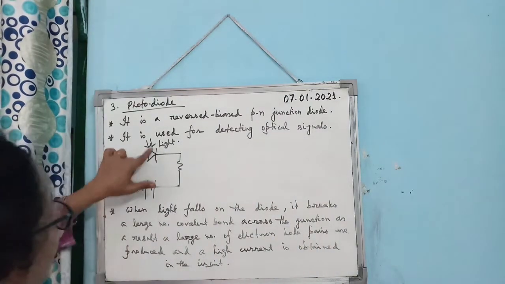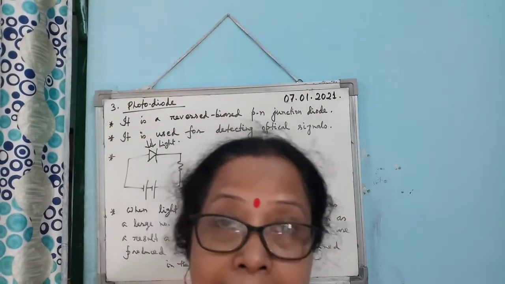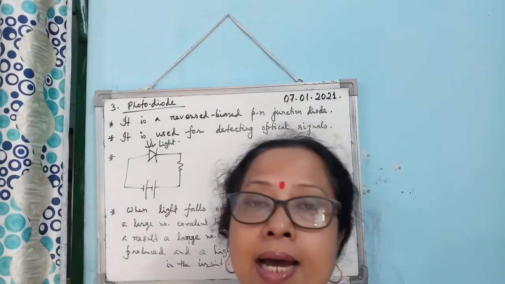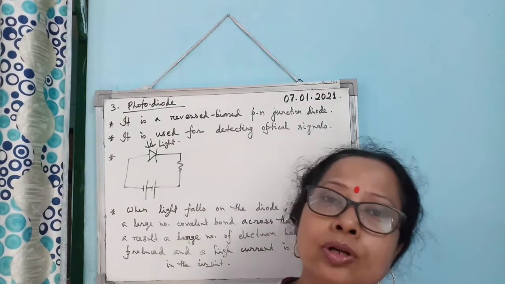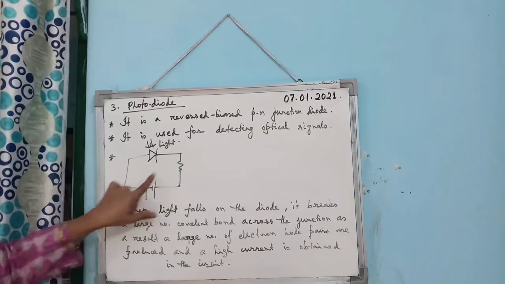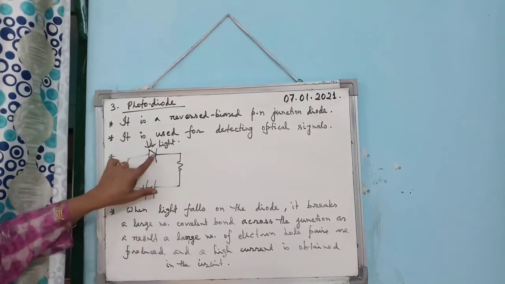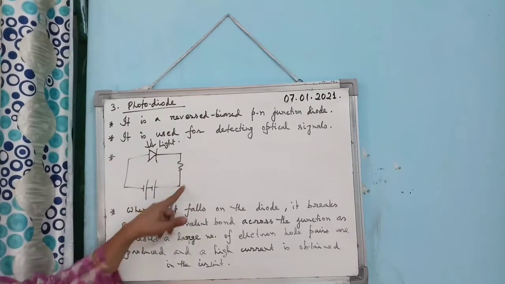When light falls on the diode, what happens? Across the junction, the energy falling breaks a large number of covalent bonds. As a result, a large number of electron hole pairs are produced. So what will happen? Although it is reverse biased, when light is falling on the diode, a large current will pass through the circuit.